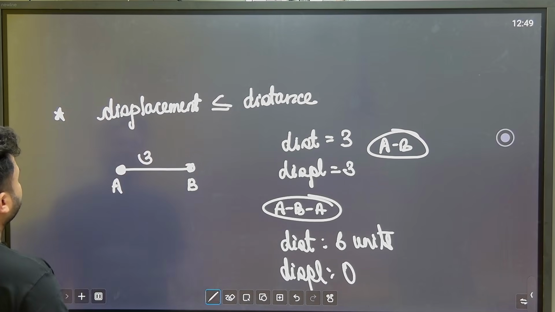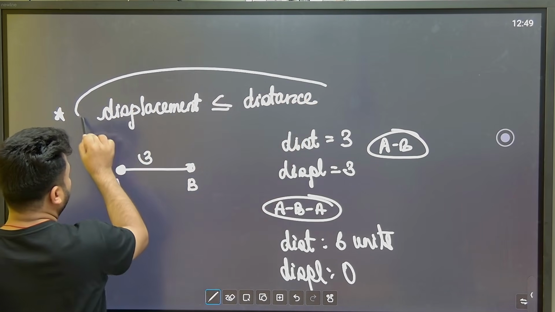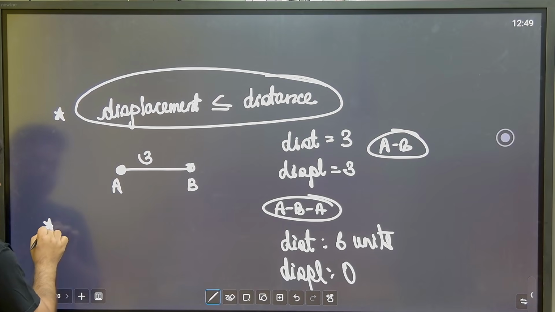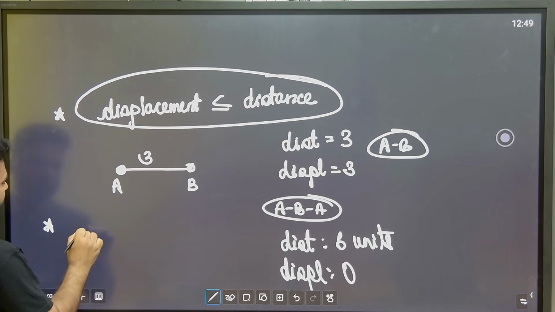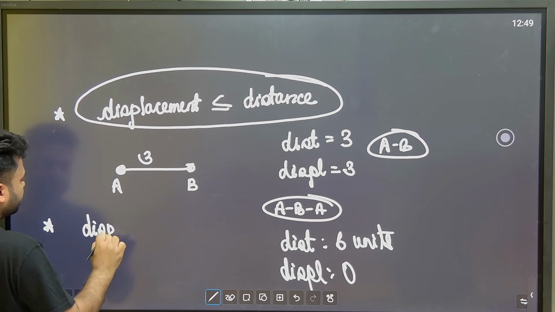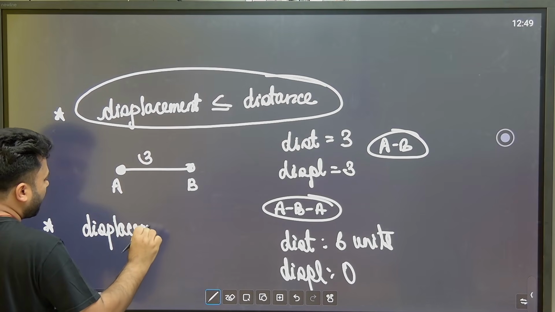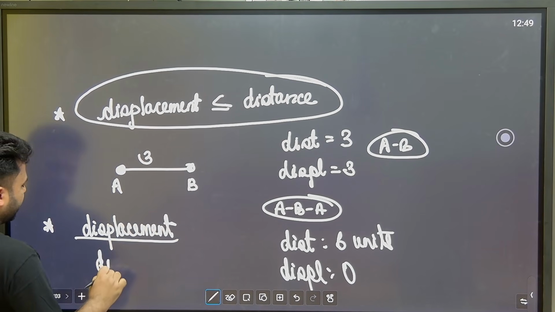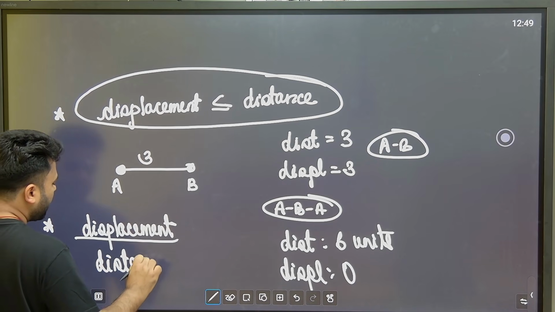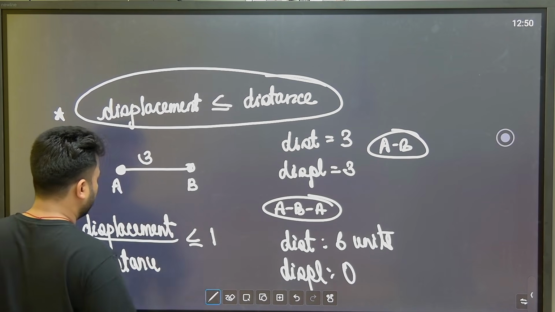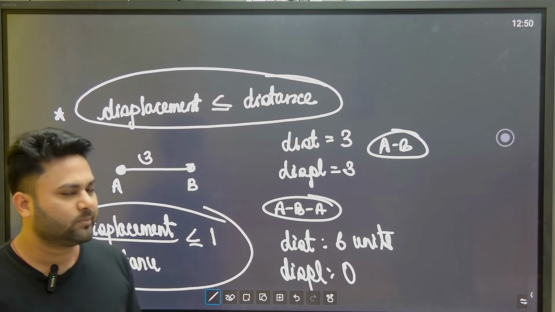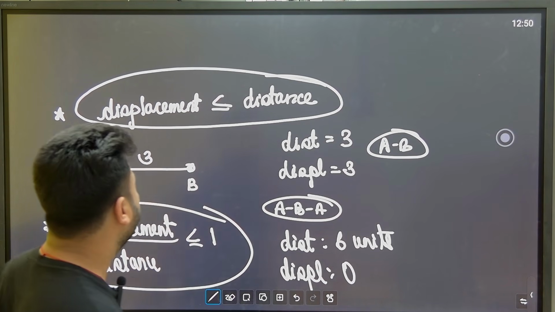So always remember, displacement will always be less than or equal to distance. You can write it like this also: displacement by distance will be less than or equal to 1. Correct. So this is the first concept that you need to understand.